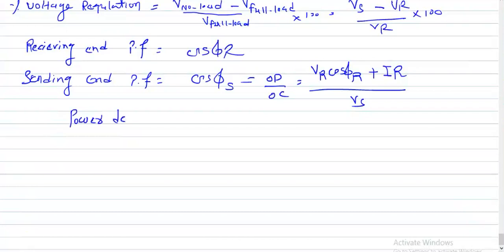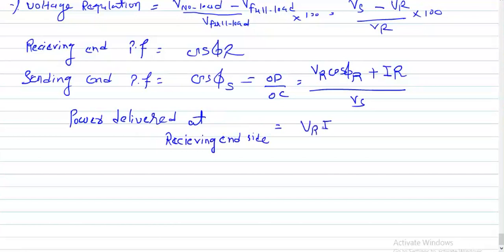Power delivered at a load or at the receiving end side is equal to the receiving end voltage, receiving end current, and the power factor, let's say cos phi r. This is for single phase only. We are actually deriving everything for a single phase transmission line.